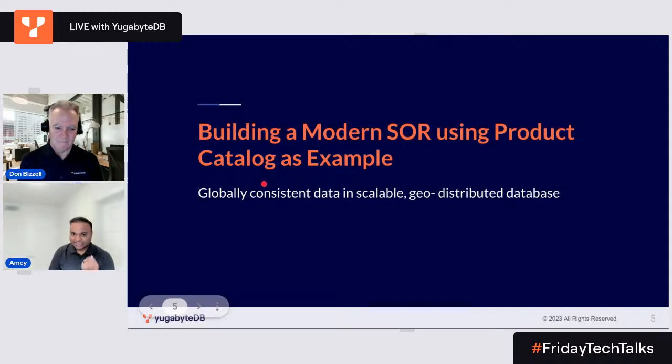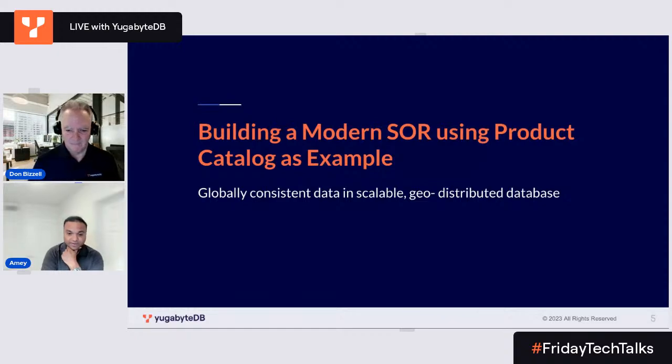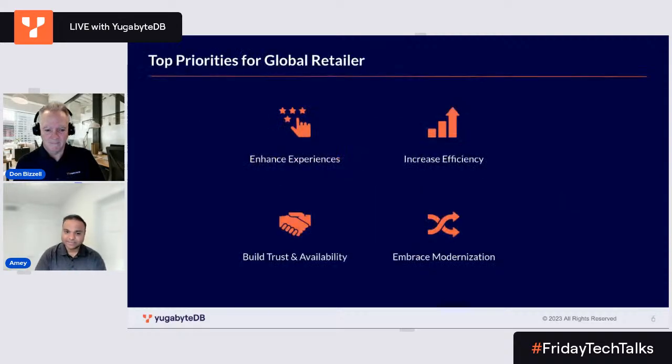Now, with that, as we mentioned, I have Don here who has actually built the system of record global product catalogs in his last three companies where he worked. So we're going to deep dive into how to build it with distributed SQL database, which is Yugabyte. And again, for this example, we chose one of the solutions that we have built over the last 4 years.